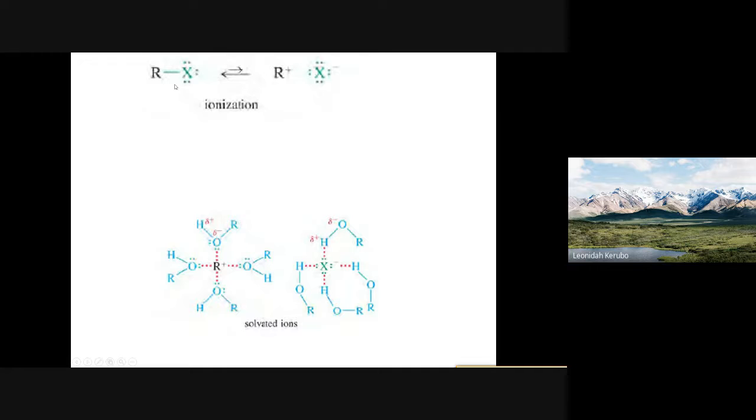So for example, if this is the alkyl halide, it will ionize to form the carbocation, and of course we said it has to be stable. The tertiary and secondary carbocations are the ones which can easily form, but primary and methyl hardly form. They also form the halide ion. So you have the carbocation, which is positively charged, and the halide ion, which is negatively charged. If you have a solvent, for example an alcohol, a protic solvent, it will stabilize this positive charge and also the negative charge.